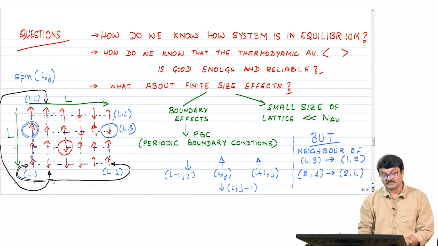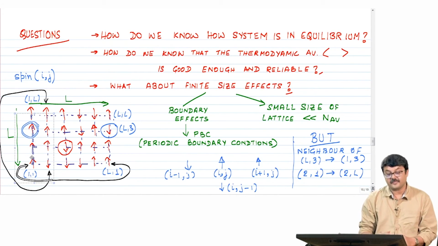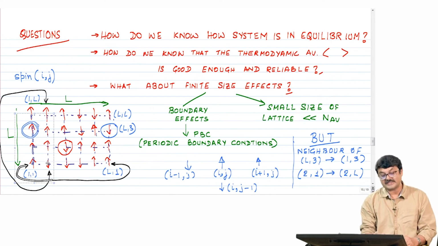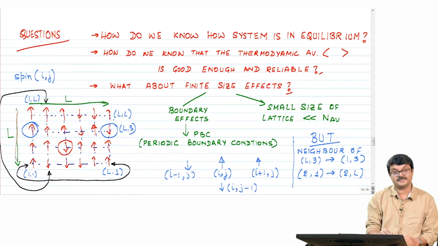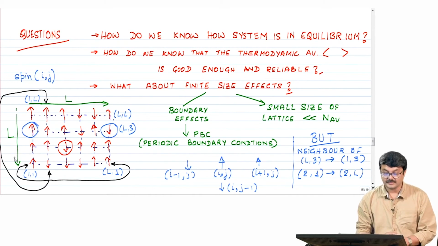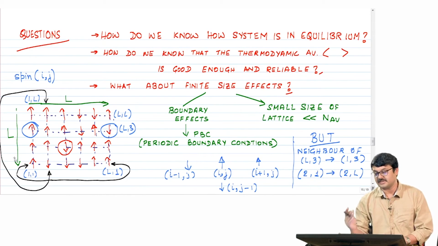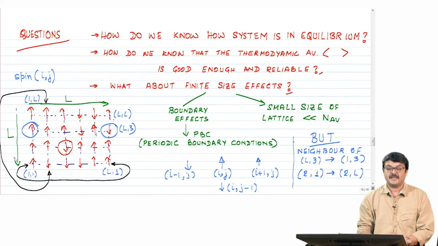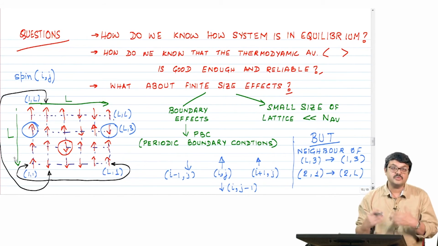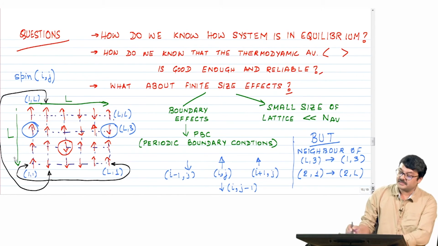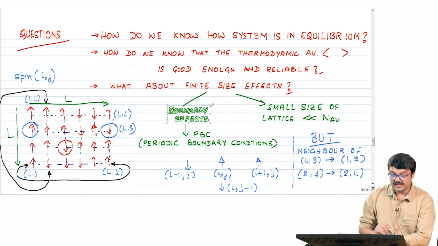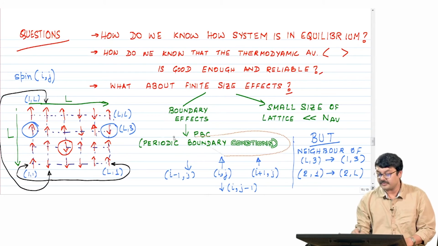Whereas the ones at the end have spins only on one side and not here, right. While we can neglect the effect due to the surface atoms in a real sample, can we really do it in this simulation? How do these show up? The way we get rid of boundary effects in simulations is that we use periodic boundary conditions.